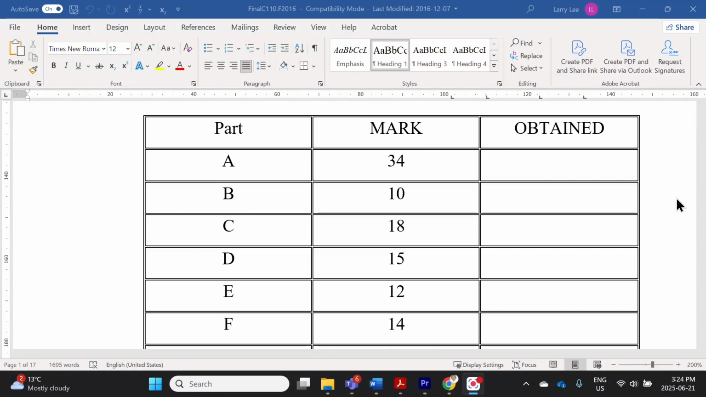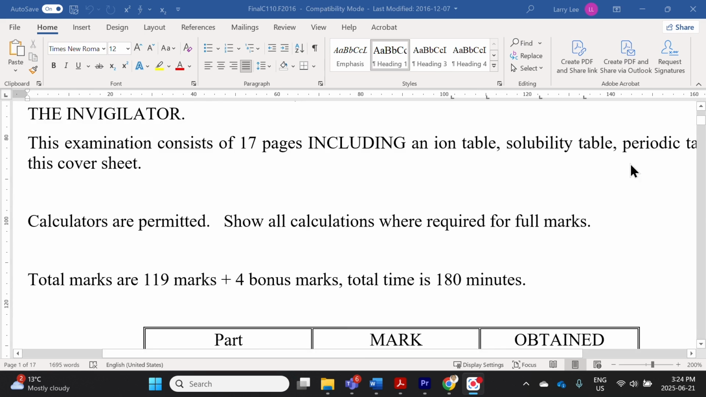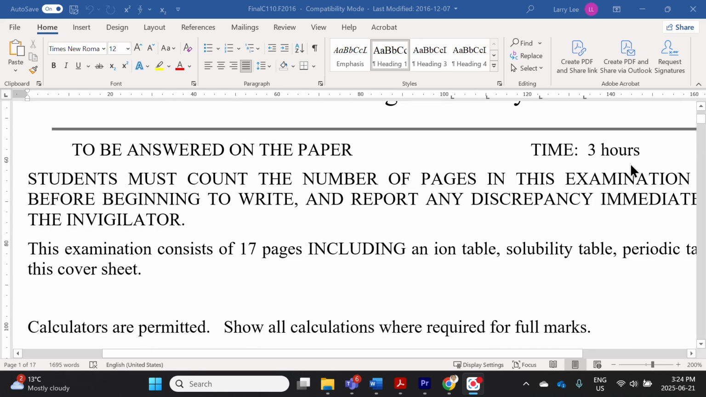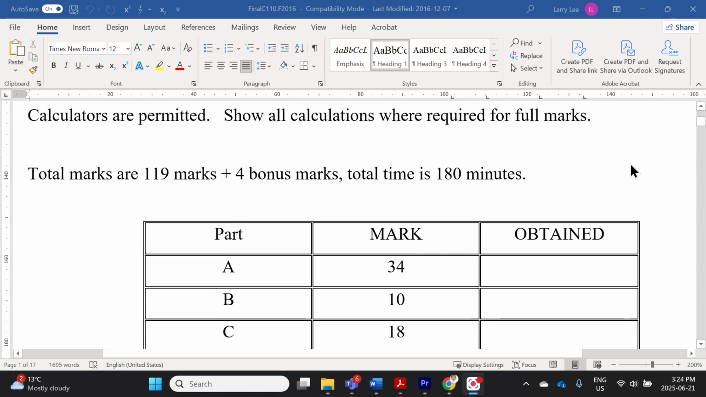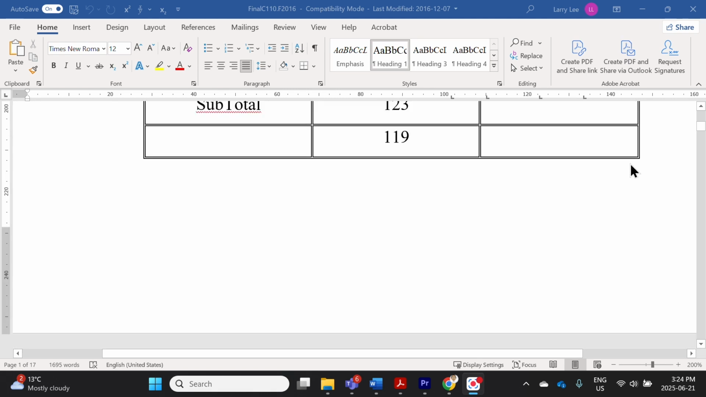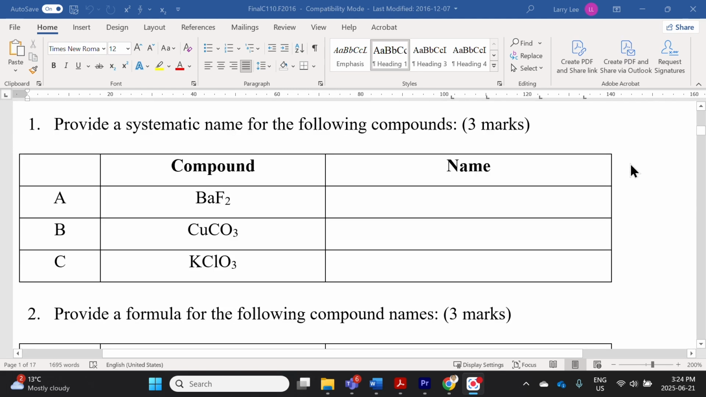This is a final exam from my past course, and it's basically given like this. You're given a title page, and there are the questions, and pretty much similar type questions. Provide a systematic name for the following compounds. Here's the formula, and you're supposed to give the name.